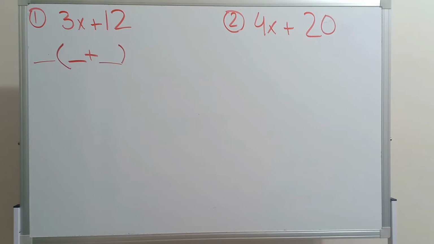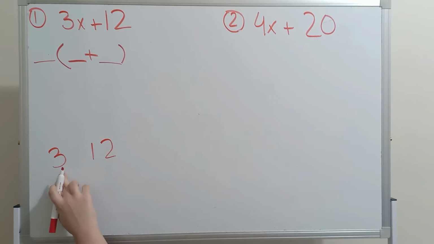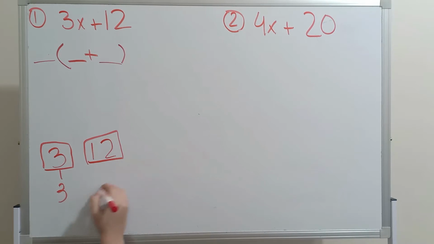What we are going to do is first find the GCF of 3x and positive 12. To find the GCF of these two, we need to find the greatest common factor between them. The factors of 3 are 1 and 3. For 12 it's 1, 2, 3, 4, 6, and 12.